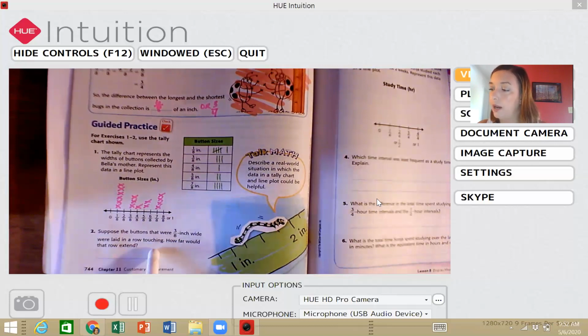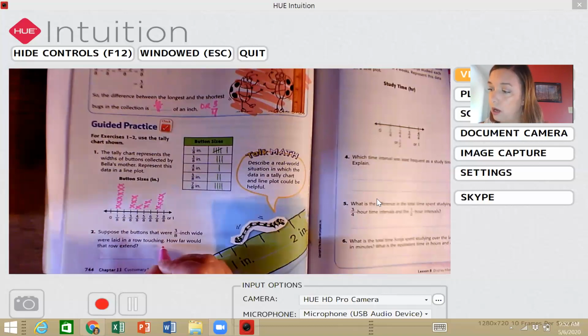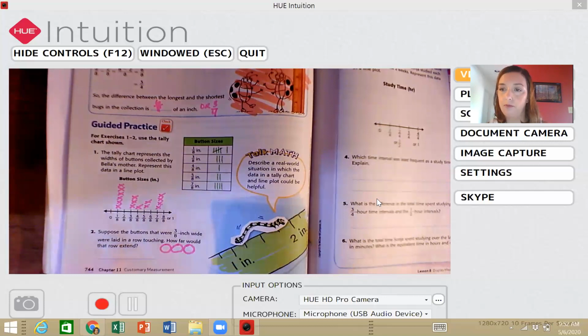All right, so now it says, suppose the buttons that were 3/8 inch wide were laid in a row touching. How far would that row extend? So I'm picturing this in my mind, okay? And whenever I'm making a picture in my mind, I find it useful to draw myself a picture. So if I were to make a row of 3 buttons, it would look like that, wouldn't it?